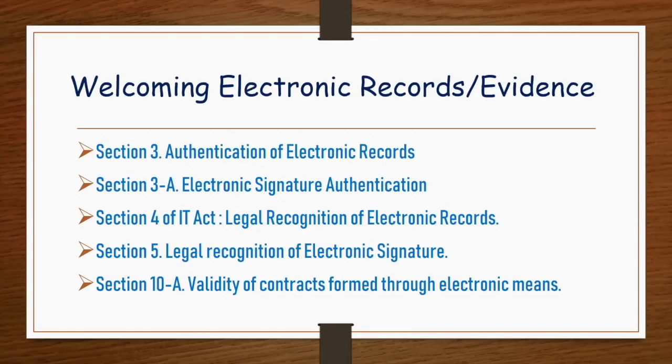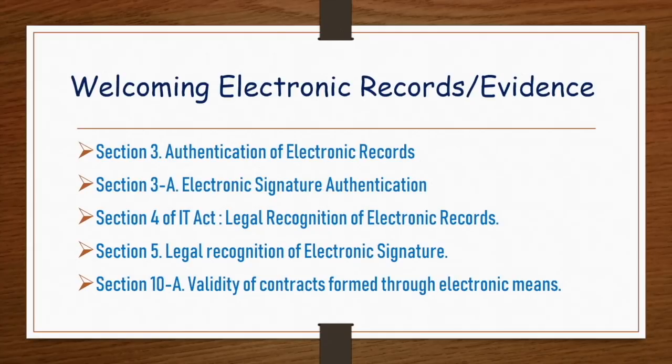Welcoming electronic records and evidence, if we go by the Information Technology Act, we get a few very important provisions. Among them is Section 3 of the Information Technology Act, which speaks about the authentication of electronic records. In tune with the conventional record being authenticated by the signature of the owner, electronic records are also authenticated by the imposition of the digital signature or electronic signature of the owner. And in Section 3A, the question of what should be an authentic electronic signature, and how the electronic signature is to be authenticated, is laid down in the amended provision of Section 3A of the Information Technology Act.